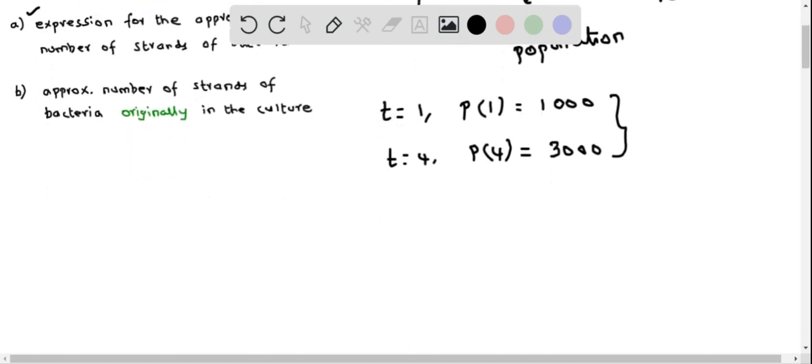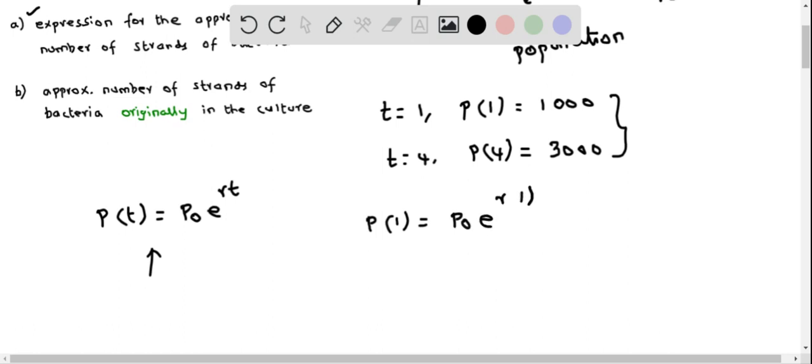So let's do that. Let me copy the model here, that is P of t, equals P naught e raised to the power of RT. First I'm going to plug in t equals 1 into this model. When I do that, I get P of 1 equals P naught e raised to the power of R times t, which is R times 1. R times 1 is R, so I can simply write this as e raised to the power of R.